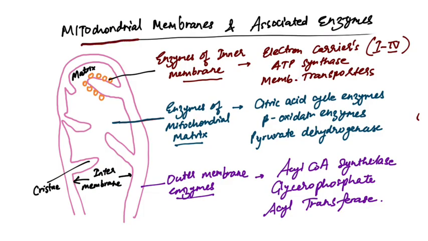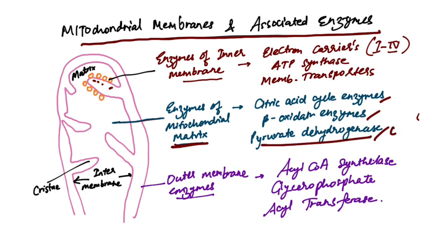Now mitochondrial membrane and associated enzymes. Enzymes of the inner membrane are the electron carriers 1 to 4, ATP synthetase and membrane transporters. Now enzymes of the mitochondrial matrix: citric acid cycle enzymes, beta oxidation enzymes and pyruvate dehydrogenase.